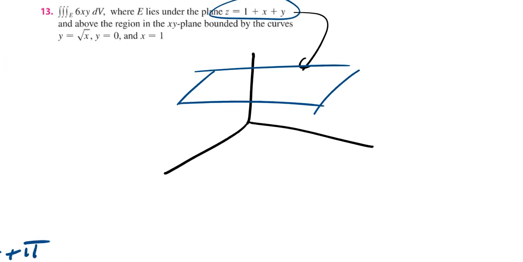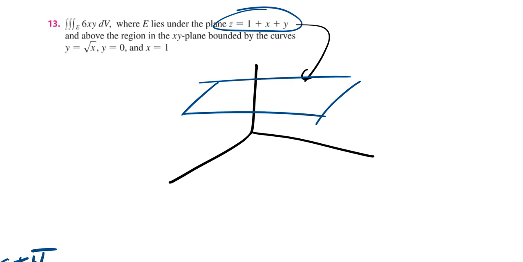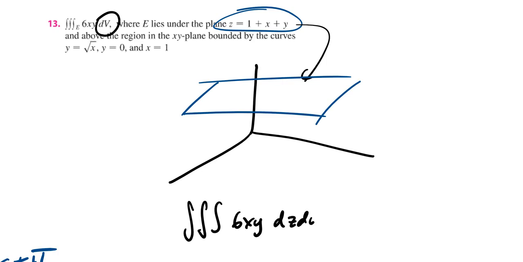So my triple integral will be the triple integral of 6xy dV, and we'll do dz, then dy dx. In the z direction, it's 0 to 1 plus x plus y.